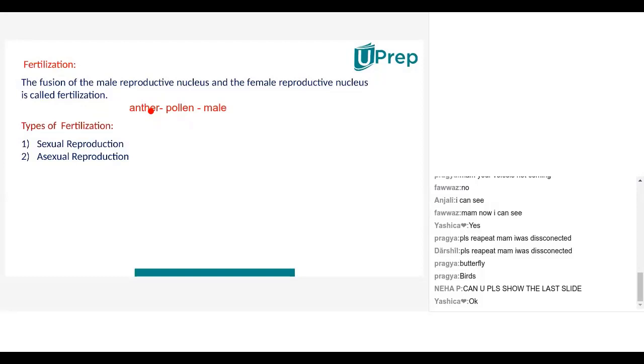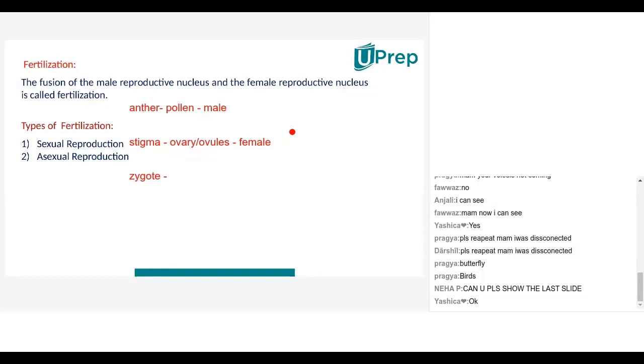And on the stigma, there is the ovary, and inside the ovary are the ovules, which are the female gamete, correct? So this is fertilization. When the pollen grains go through the tube of the anther, they reach the ovule. Then both of them combine together to form the zygote, which we studied in our last class.